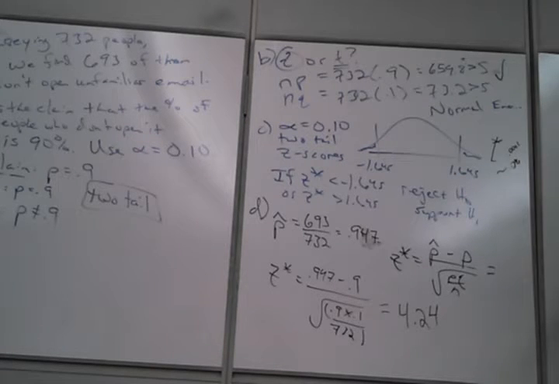Times 2. Yeah, times 2, exactly. I like that. All right, so if you use the book, you'd actually end up saying the p-value was 0.0002. You double that.